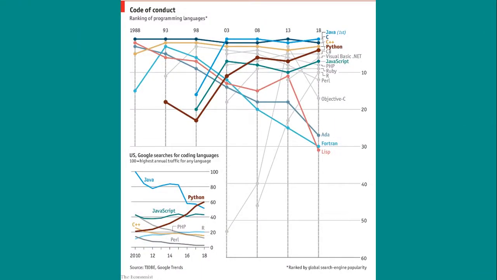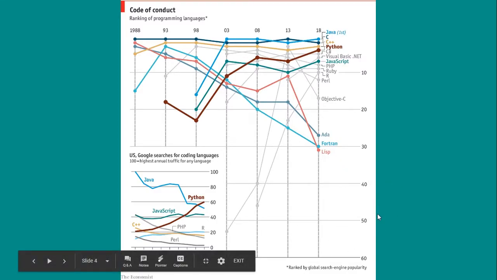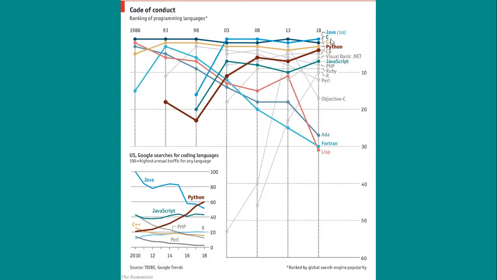Looking at this graph, it's a ranking of the programming languages over the years. This is 1988 all the way up to 2018, ranked by global search engine popularity. As you can see, Python is up there. Java is first, but then Python is right under C++, which if you're using one of the top languages, your chances of getting a job are very good, especially if you know how to use it well.